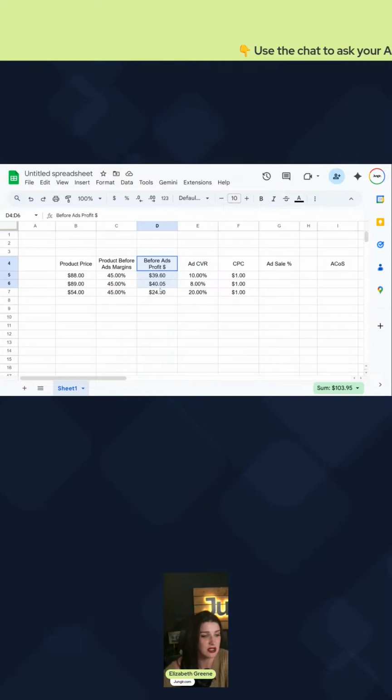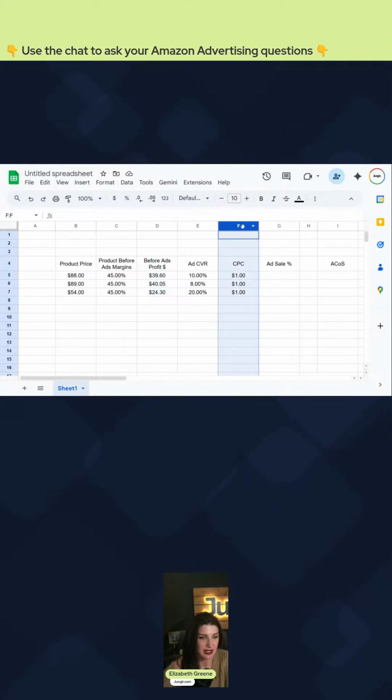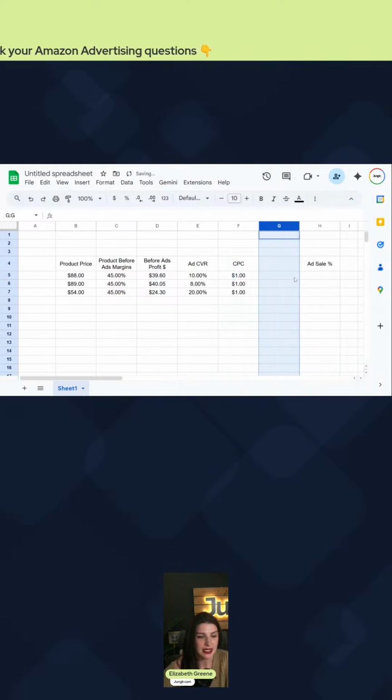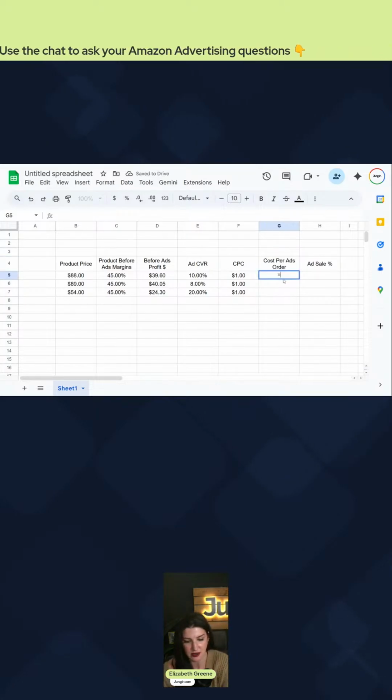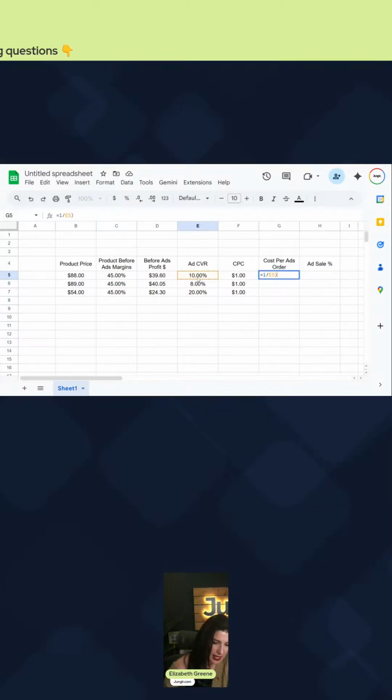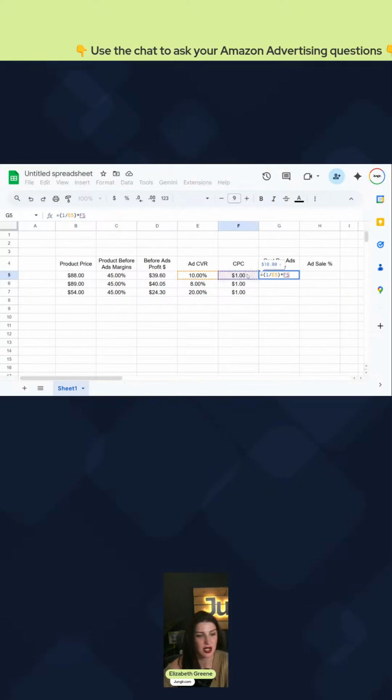All right, so this is our before ads profit margins, this is our CPC, and this is our ad conversion rate. So what is the cost per ads order? That's going to be 1 divided by the ad conversion rate, which gives us how many clicks on average it takes to make a sale, multiplied by our average CPC.